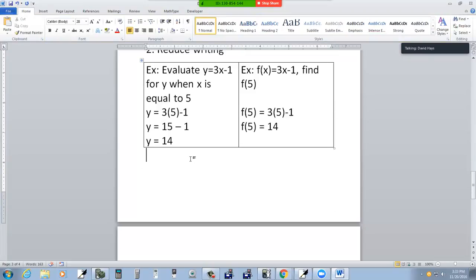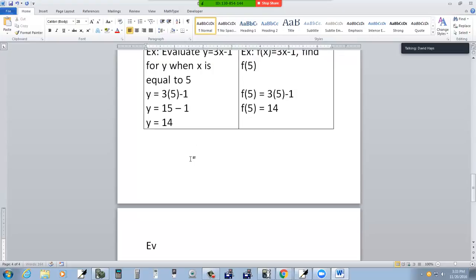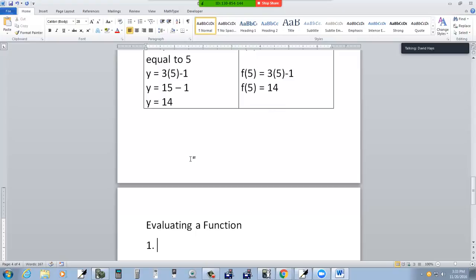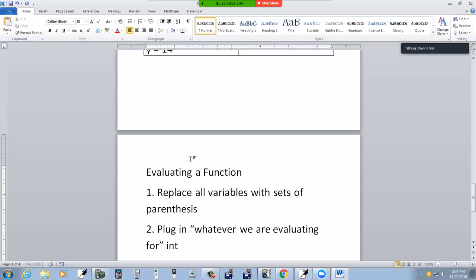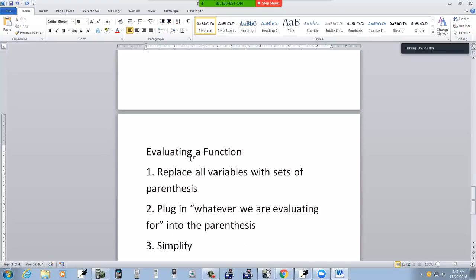Now let me actually write down our steps for evaluating a function. Step 1, replace all variables with sets of parentheses. Step 2, plug in whatever we are evaluating for into the parentheses. And step 3 is to simplify.